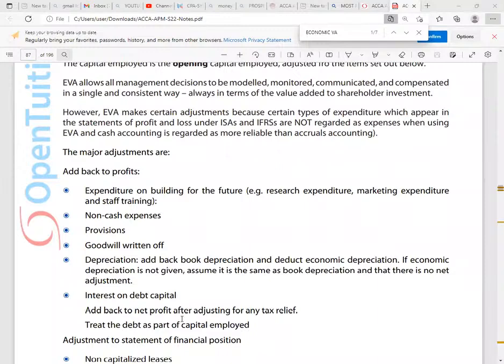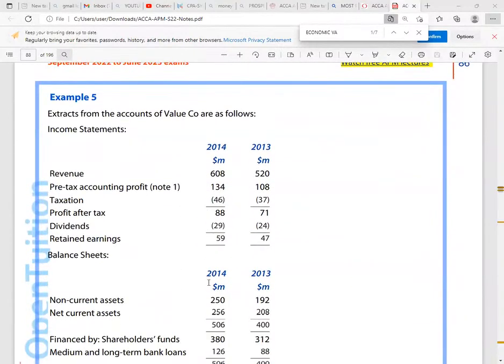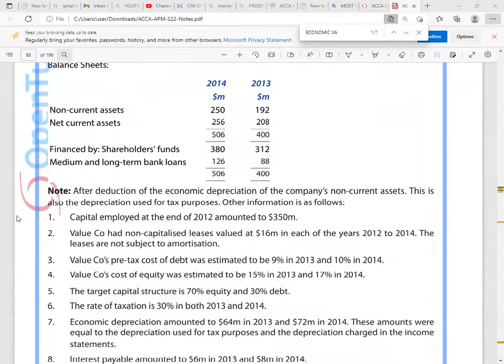So the best thing, ladies and gentlemen, is to go to a question really. Let's go to a question. Extracts from the accounts of Value Company are as follows. We have income statements. They have given us revenue, the pre-tax accounting profit, and then we have the notes. Note 1, capital employed at the end of 2012 amounted to 350. Value Company has non-capitalized leases valued at 16 million in each of the years. The leases are not subject to amortization.